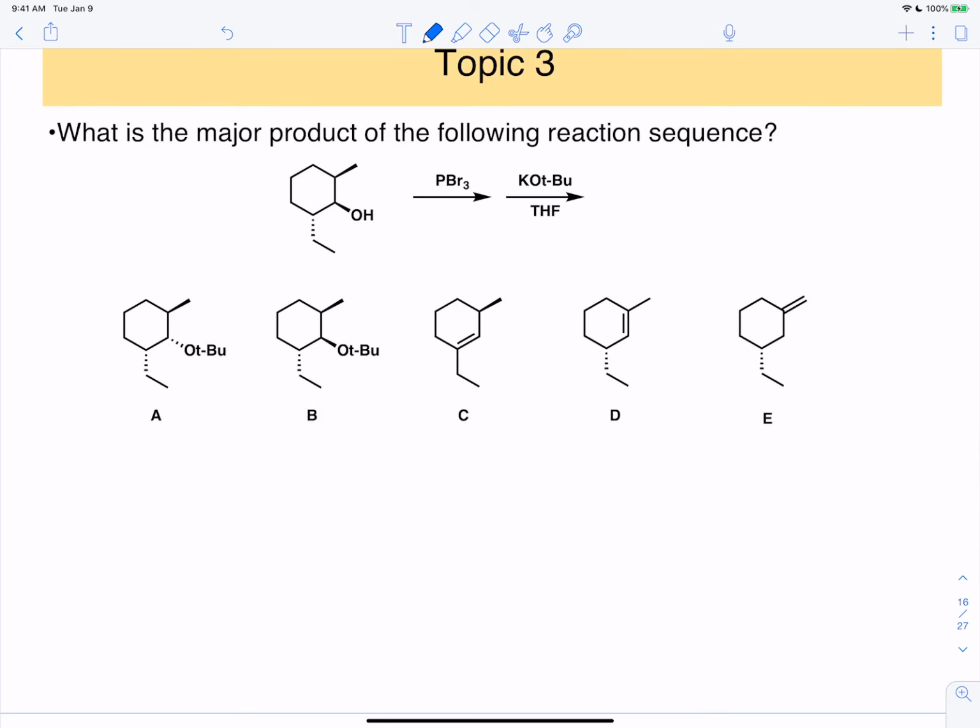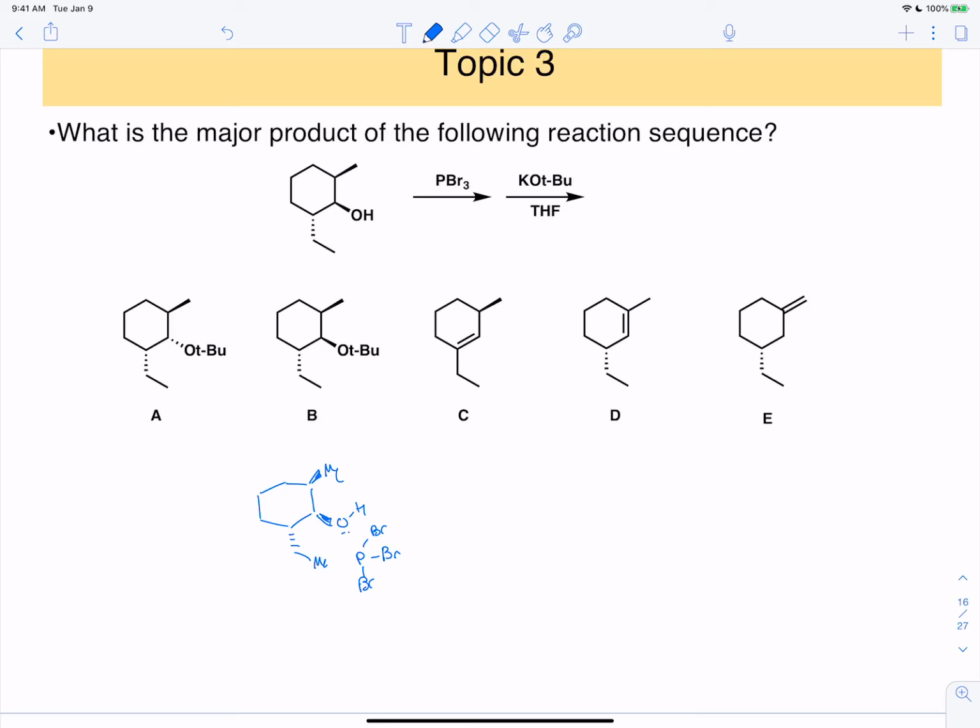To reinforce some of the elements of both elimination chemistry and substitution chemistry all at once, this is a question that we had. It was either on an exam or a problem set. The first step is the reaction of PBr3 with this alcohol. So we can draw this same alcohol. And PBr3 is an electrophilic reagent, so the alcohol ends up being our nucleophile.